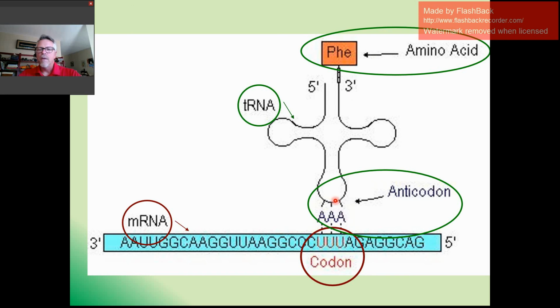Again, we'll come back to the translation details later, but just to get us started. This matching up right here, where the anticodon recognizes the codon on the mRNA, will be happening inside the ribosome.